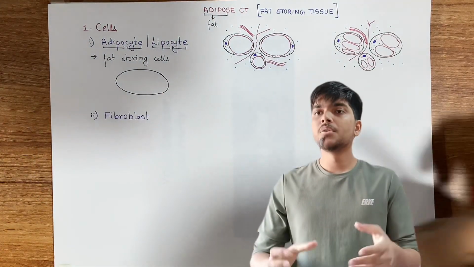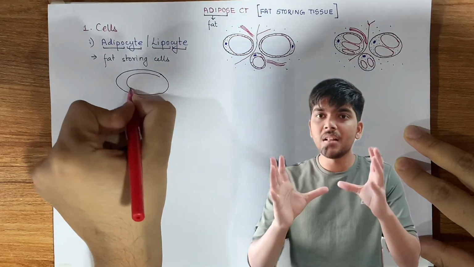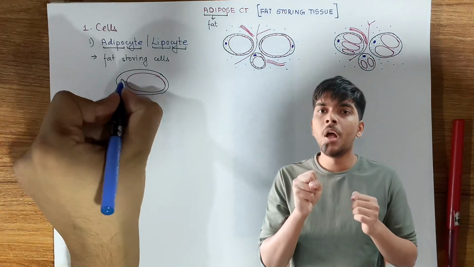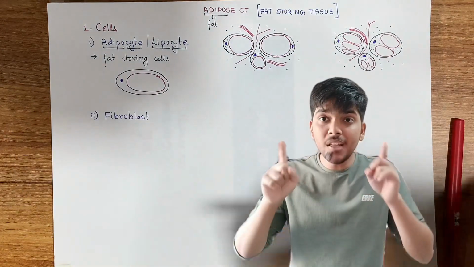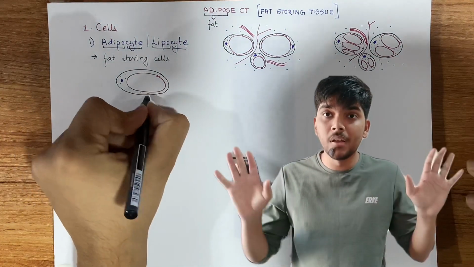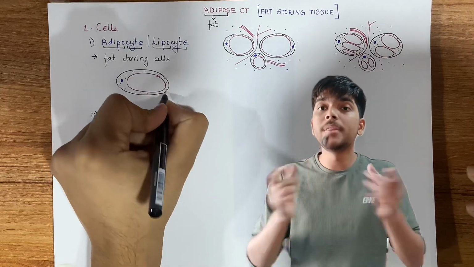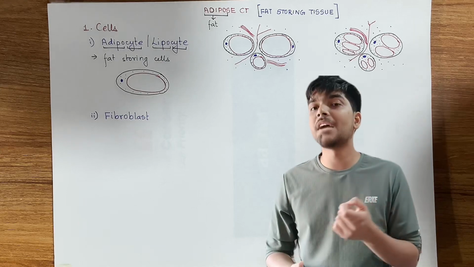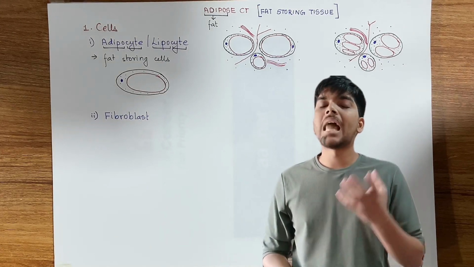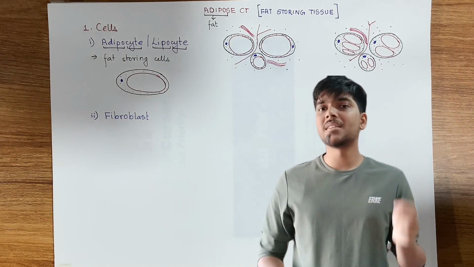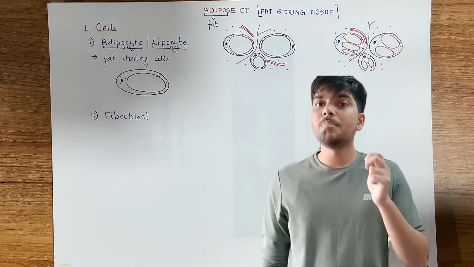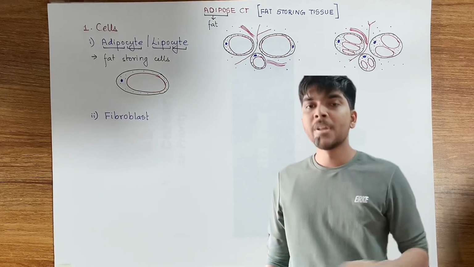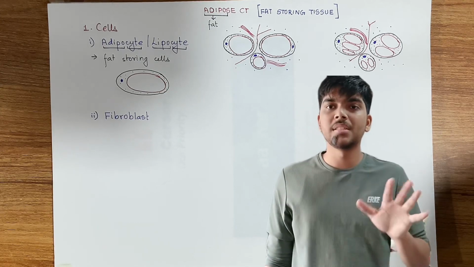What do they look like? So there's your cell. Inside the cell, there's a large fat globule. This large fat globule pushes the cytoplasm and the nucleus to the side or the periphery. So what we get is a cell with peripheral nucleus and cytoplasm along with a large fat globule. This is just a typical adipocyte. An adipocyte does not have to necessarily look like this, which you'll come to know later. So that's your adipocyte or fat storing cell.